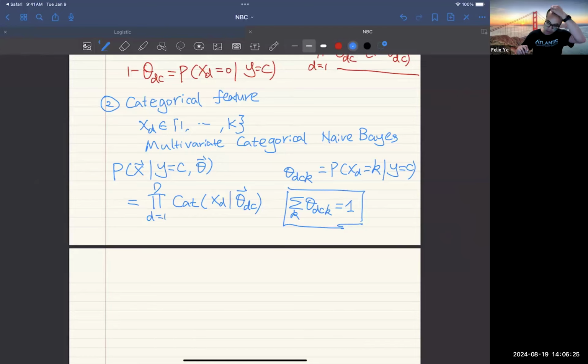So this is the situation if you want to work with the MNIST data set. Those are the categorical features you should work with, because in the MNIST data set the values are pixel values from 1 to 255. You can think of it as a multivariate categorical naive Bayes. Okay.